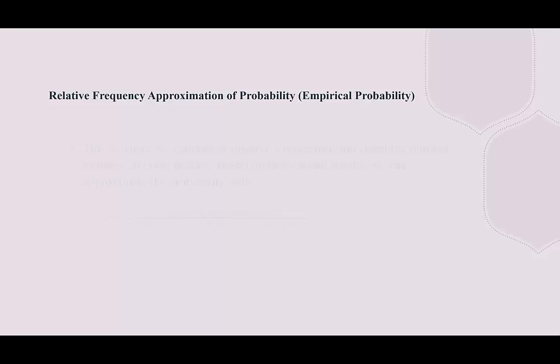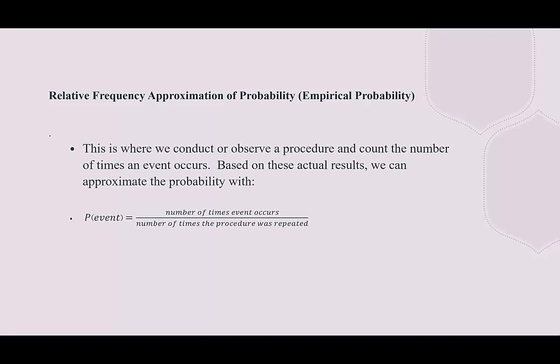Empirical is much shorter. So what is this one? This is where we observe or conduct a procedure and count the number of times an event occurs. Based on these actual results, we can approximate the probability: the probability of an event is the number of times the event occurs over the number of times the procedure was repeated.